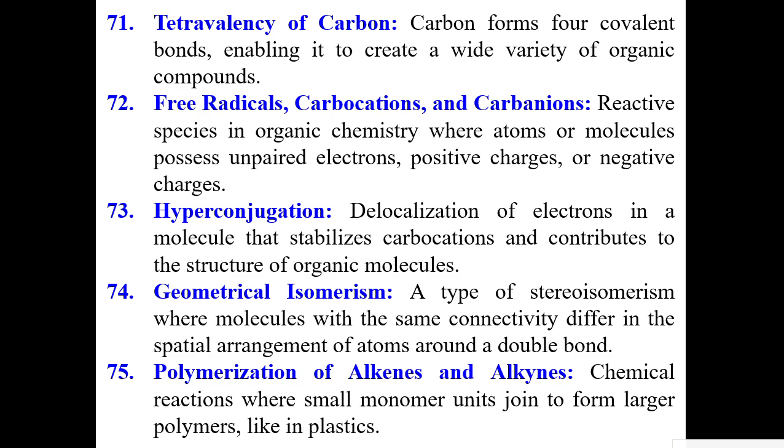Next, free radicals. Freely existing radicals, charged molecules, sometimes they exist freely. Carbocations and carbanions: carbon-related anions and cations, cations being positive, anions negative. The reactive species in organic chemistry where atoms or molecules possess unpaired electrons, positive charges or negative charges are called free radicals. Then hyperconjugation.